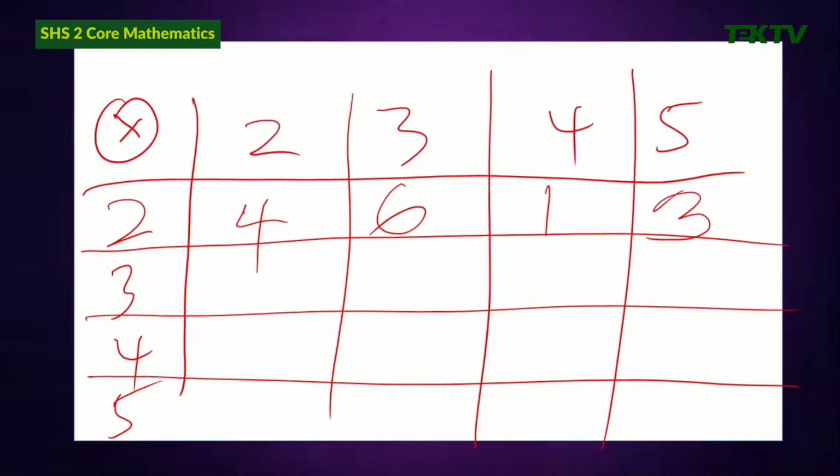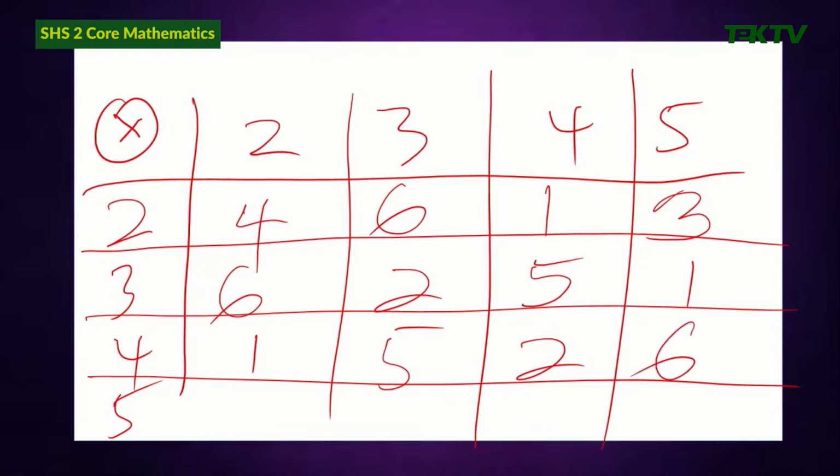3 times 2, 6. In mod 7, still 6. 3 times 3, 9. In mod 7, 2. 3 times 4, 12. In mod 7, 5. 3 times 5, 15. In mod 7, 1. 4 times 2, 8. In mod 7, 1. 4 times 3, 12. In mod 7, 5. 4 times 4, 16. In mod 7, 2. 4 times 5, 20. In mod 7, 6.